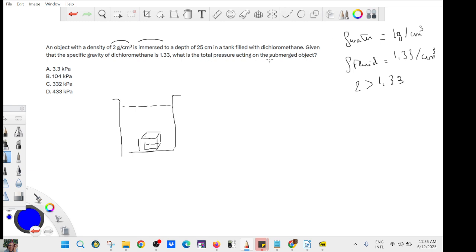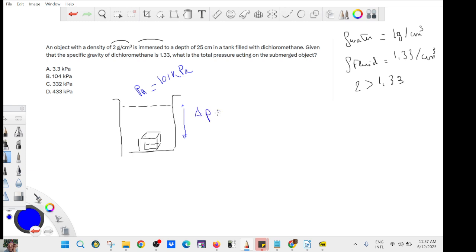What is the total pressure acting on the submerged object? Here you have the atmospheric pressure from the air column, which is about 101, about 100 kilopascal. And you see they give you the unit in kilopascal. So already, if they want the absolute pressure, this doesn't seem right. Anyway, the pressure is going to increase on the object because of the hydrostatic pressure.